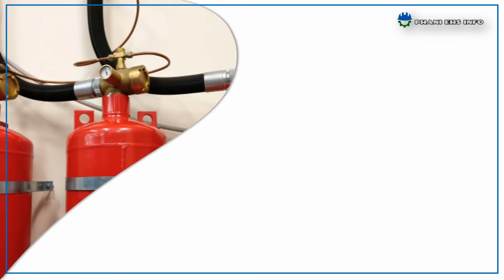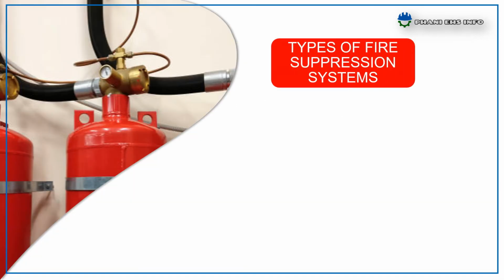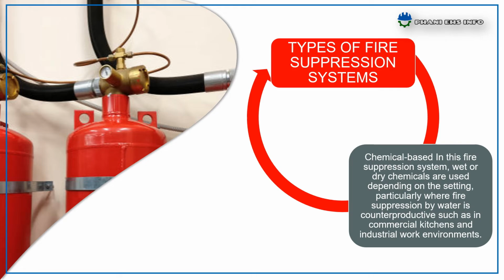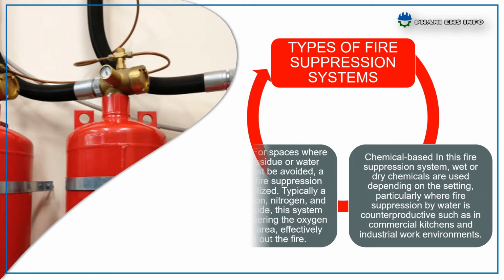There are three types of fire suppression systems. Water-based, this includes the traditional wet pipe sprinkler systems, deluge sprinkler systems, and water mist suppression systems. Chemical-based, in this fire suppression system, wet or dry chemicals are used depending on the setting, particularly where fire suppression by water is counterproductive, such as in commercial kitchens and industrial work environments.